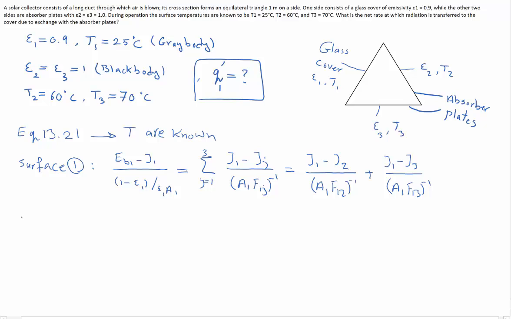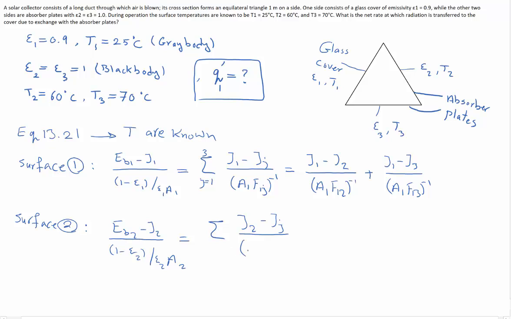If I try to write the same thing for surface 2, it's going to be very interesting because, as you will see, it will be very simplified. I can have EB2 minus J2 over the resistance (1 minus epsilon 2) over (epsilon 2 A2), equal to the sum of (J2 minus Jj) over (A2 F2j) raised to the power of minus 1.